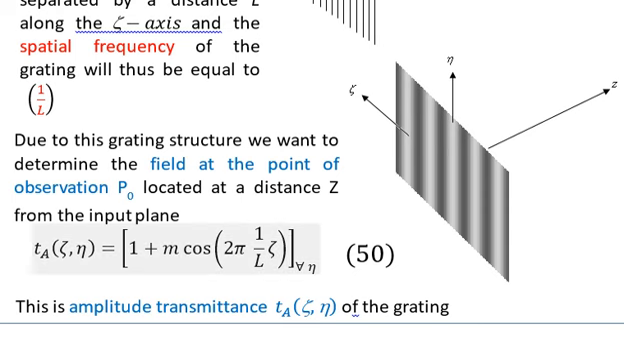So in equation number 50 we have the amplitude transmission of the grating. Ta as a function of zeta eta is equal to 1 plus m into cos of 2 pi into 1 over L into zeta. So this profile will run for all values of eta. You see that here you have 1 over L, which stands for the spatial frequency of the grating. So this is the amplitude transmission as shown in equation number 50.